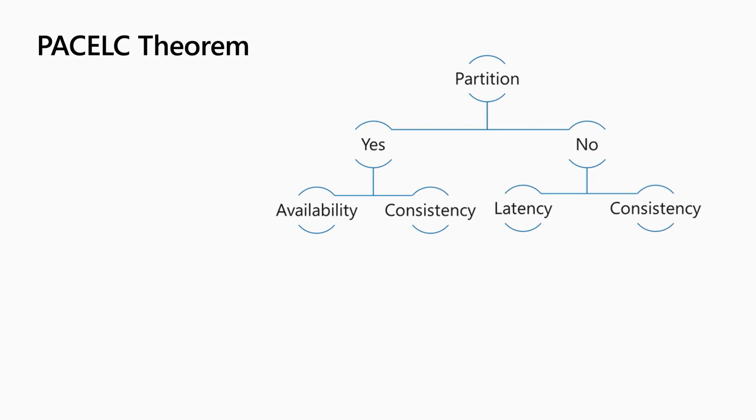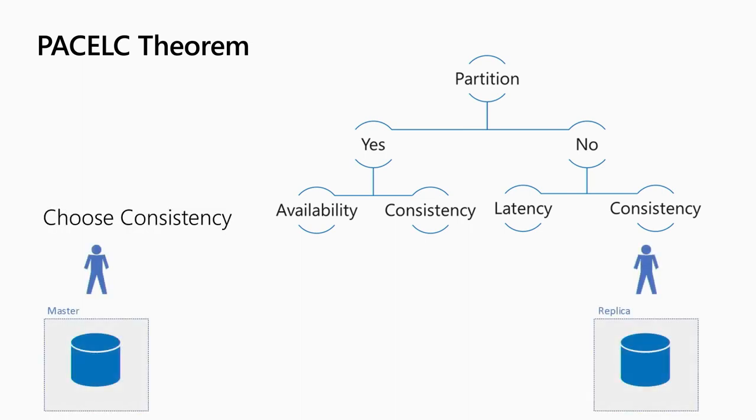So when I have a partition, CAP theorem says choose between availability, get some answer, which may not be consistent, or I choose consistency. I'm always consistent, but I may not be available. When I don't have a partition, so everything is working fine, I still have to choose between latency for that application and consistency. So let me illustrate this.